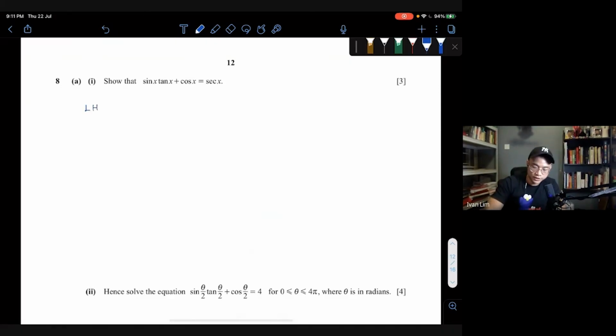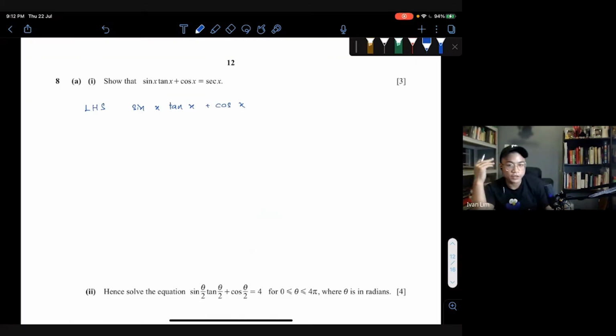Okay, so the left-hand side will be the more complicated one. Sine x tangent x plus cos x. Our goal is that we want secant x, so you always want to have it in mind already. Secant x is 1 over cos x. So I only want some cos x term inside this equation that I'm trying to prove right now. So I don't want the sine, I don't want the tangent. Let's try to simplify it.